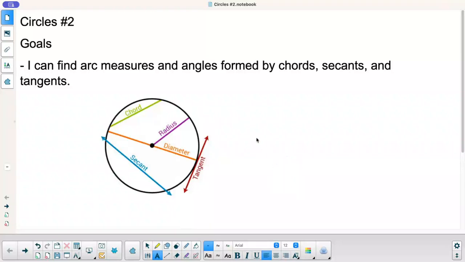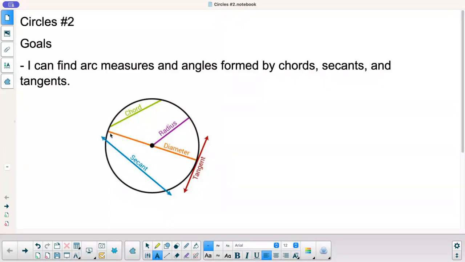Circles number 2. Our goal today is I can find arc measures and angles formed by chords, secants, and tangents. Okay, so a little bit of vocabulary here. You should know what a radius is. The radius goes from the center to any point on the circle.